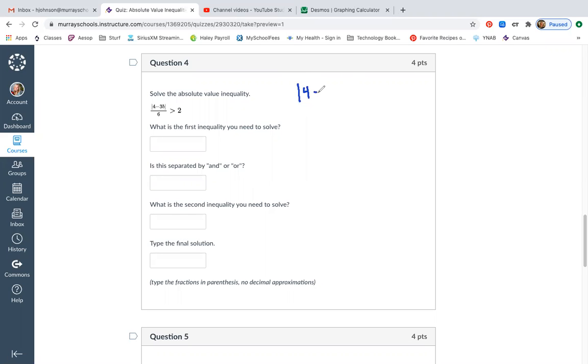Okay, absolute value of 4 minus 3b, divided by 6 is greater than 2. And I want to get the absolute value stuff all by itself before I can get the first inequality and the second inequality. So I'm going to undo dividing by 6, where I will multiply by 6 on both sides of the inequality. 6 times 6 they undo one another, they just become 1, and I just have the absolute value left on the left side. So on my left side here, I have absolute value of 4 minus 3b, and then it is still greater than, but 2 times 6 is 12.